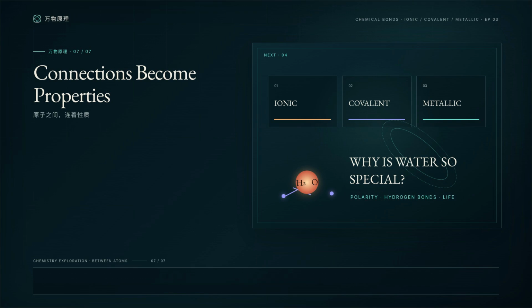Next, we follow an ordinary-looking but extraordinary molecule. Why is water so special? Polarity, hydrogen bonds, and life will connect the answer.